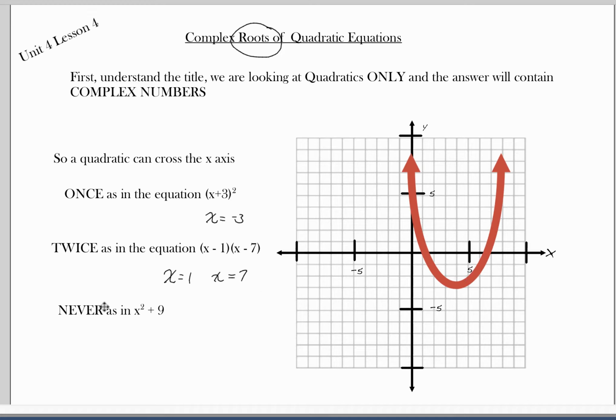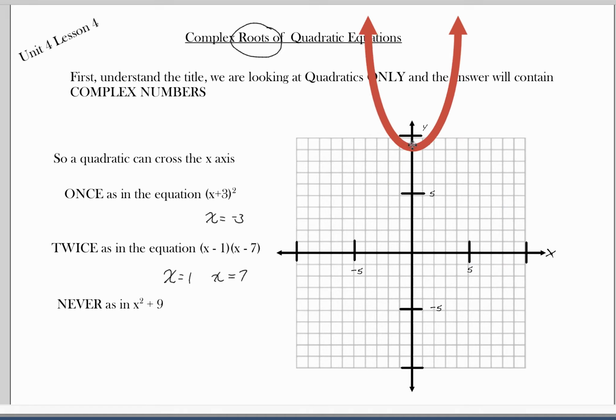And it can cross never, and that's what we're going to look at today. If I were to show you x squared plus 9, it would be the parabola all the way up there, and that's what gets complex about it, because in this case you will have imaginary roots. If we were to solve x squared plus 9 equals 0, x squared equals negative 9. When we take the square root of negative 9, remember, always put plus or minus, we see that it's imaginary. So the answers here are plus or minus 3i.